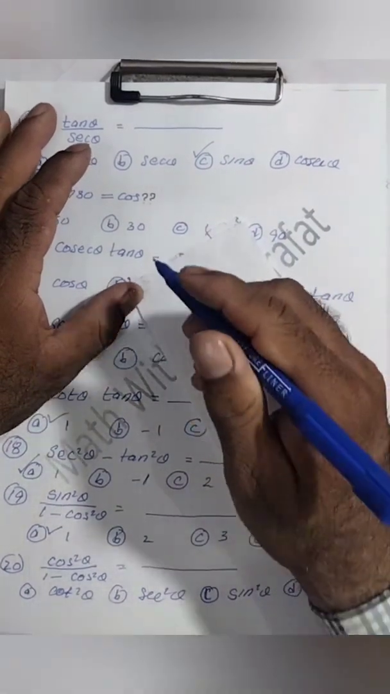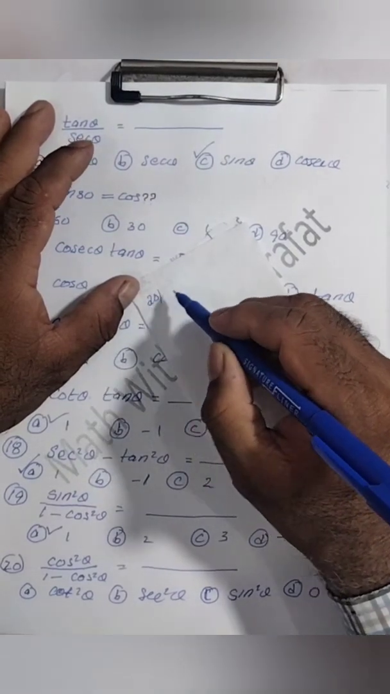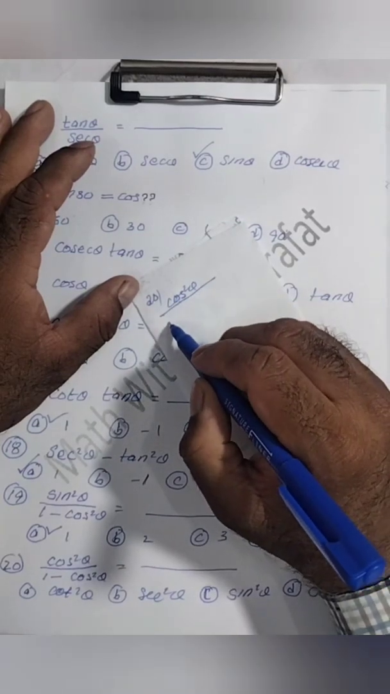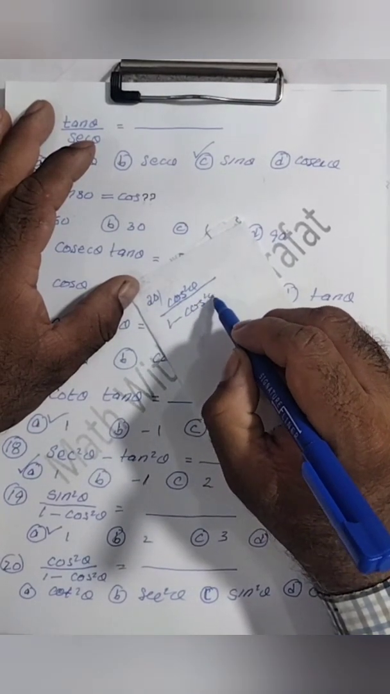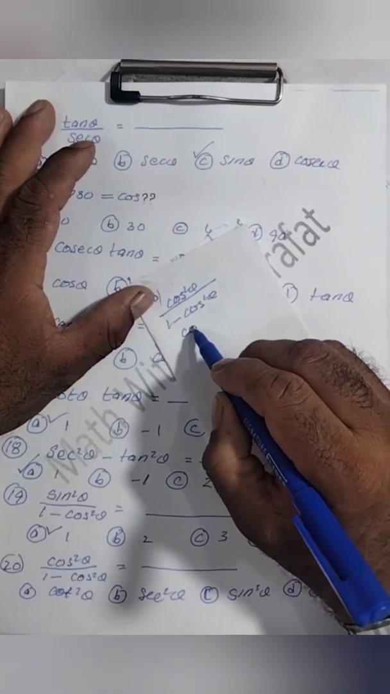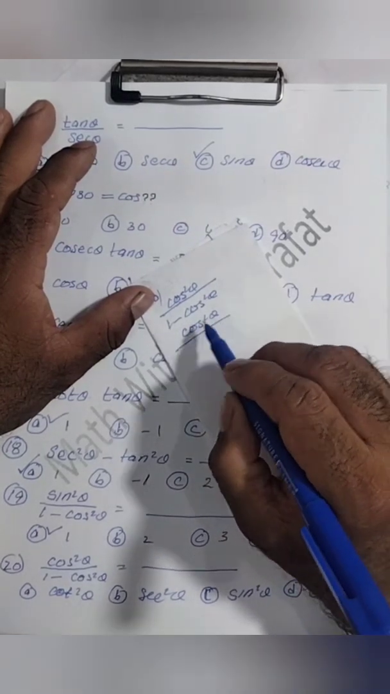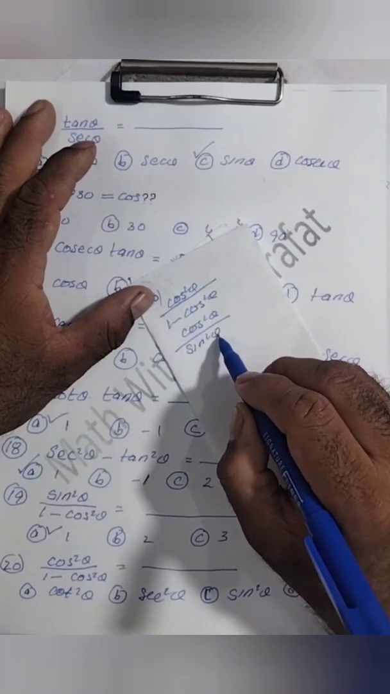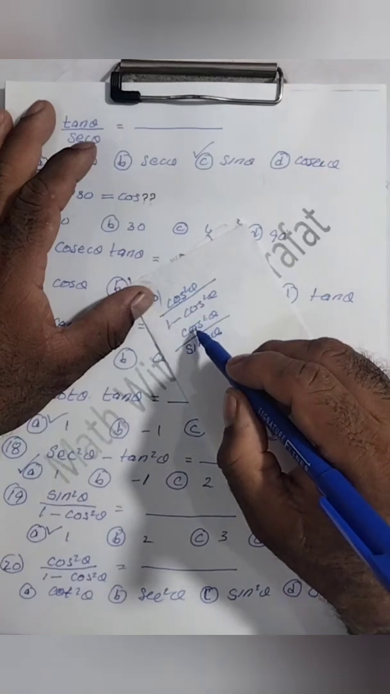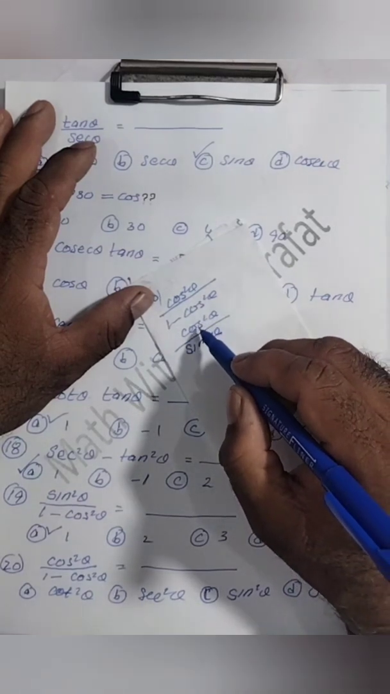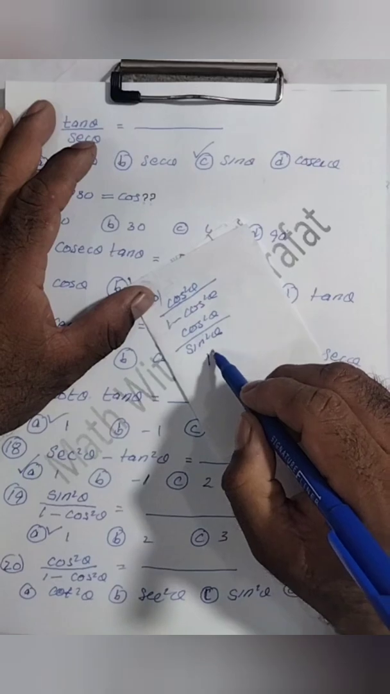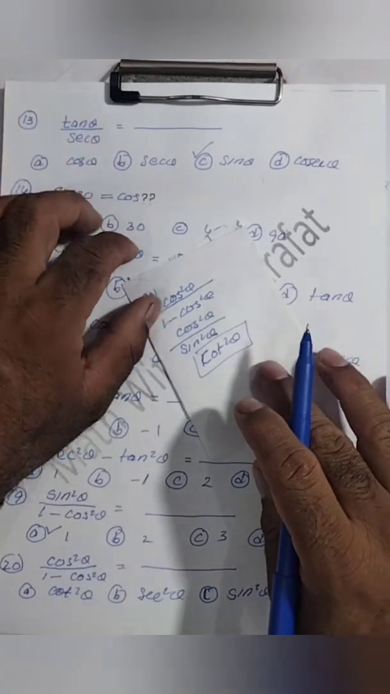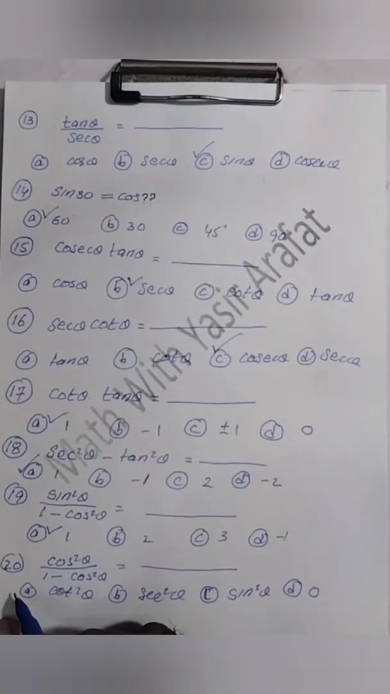Now come to the last MCQ, that is the 20th MCQ here. Cos square theta over 1 minus cos square theta. So this is cos square theta, and we know that 1 minus cos square theta is equal to sine square theta, and cos upon sine is cot, so cos square theta upon sine square theta will be equal to cot square theta, and this is the correct option A.